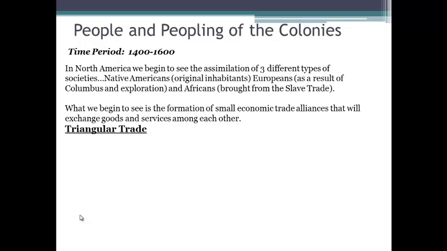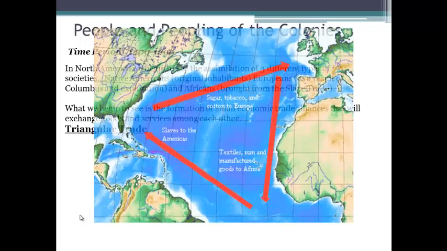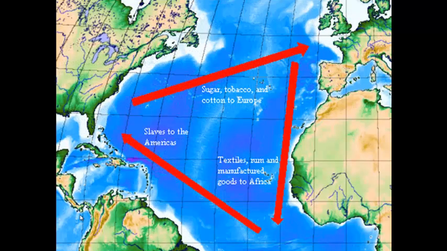What we begin to see from these three regions is the formation of small economic trade alliances that will exchange goods and services among each other. So these three areas of the world really interact with each other and develop trade. And it is called the triangular trade. Why is it called that? Because, surprisingly, historians and sociologists are not very creative, as we're going to talk about.